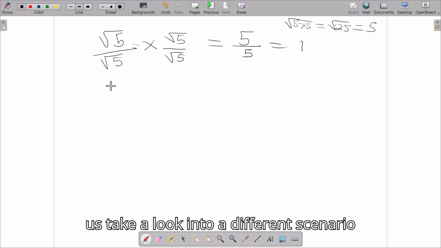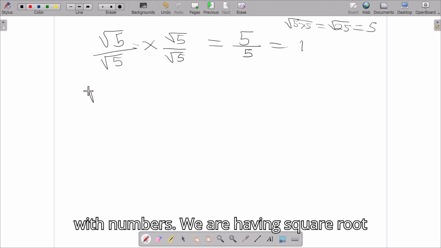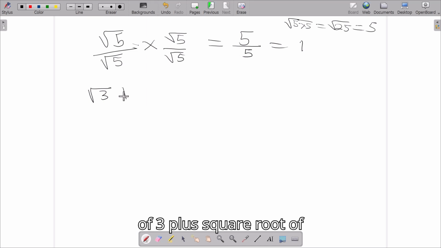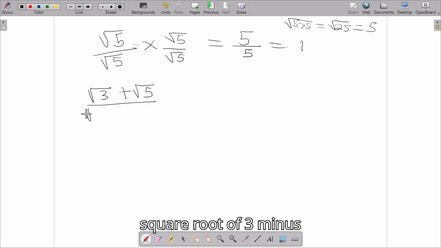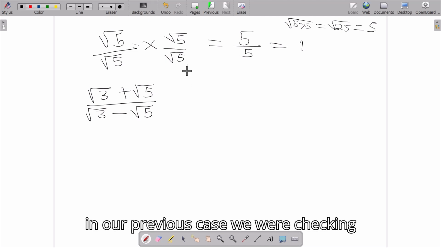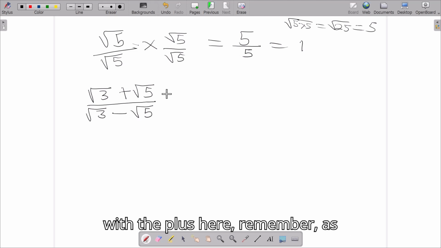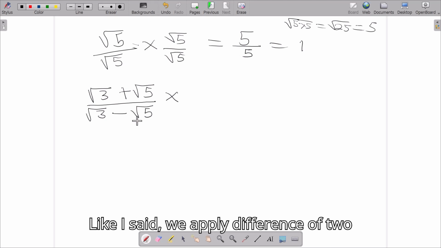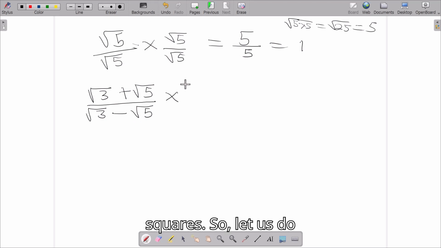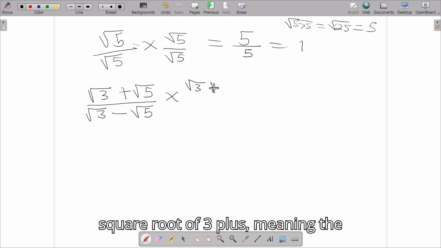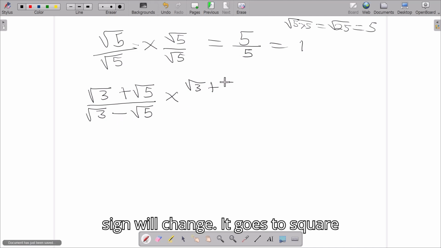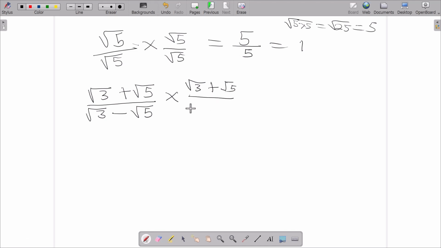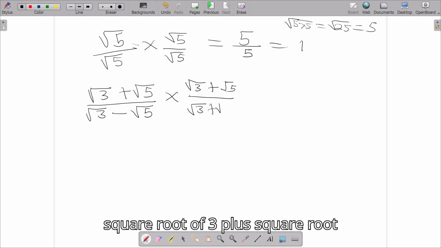Now, let us take a look into a different scenario with numbers. You have square root of 3 plus square root of 5 all over square root of 3 minus square root of 5. In our previous case, we were checking with a plus here. Remember, as long as the denominator has a root, like I said, we apply difference of two squares. So let us do square root of 3 plus square root 5 all over square root 3 plus square root 5, meaning the sign will change.